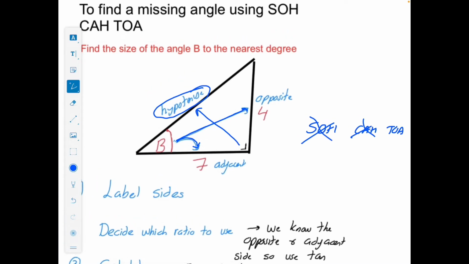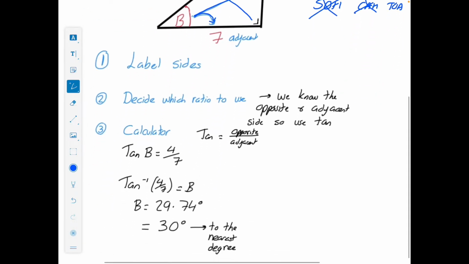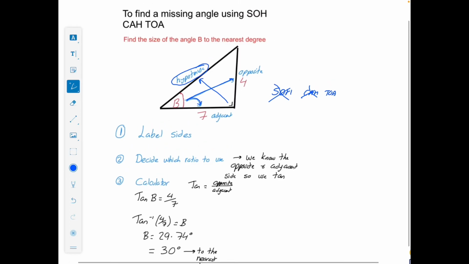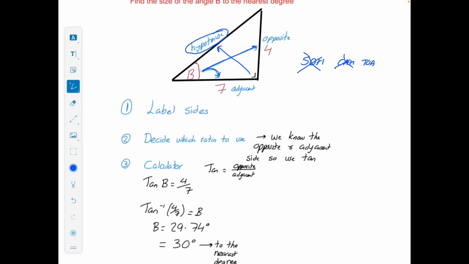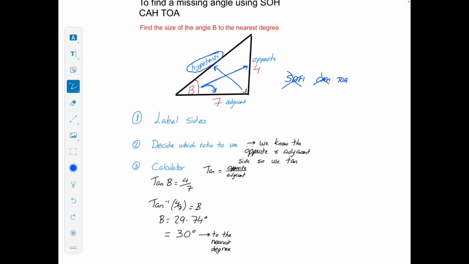But this time we're not looking for either of the sides. We know the opposite and the adjacent, but we're looking for the angle. Because we don't know the hypotenuse and don't care about finding it, we rule out the sine and the cos. So down here I'll write it out beside it. Tan is equal to opposite over adjacent. This time the angle we're looking for is called B, it doesn't matter what letter it's called. So tan B is equal to opposite, which is 4, all over 7.